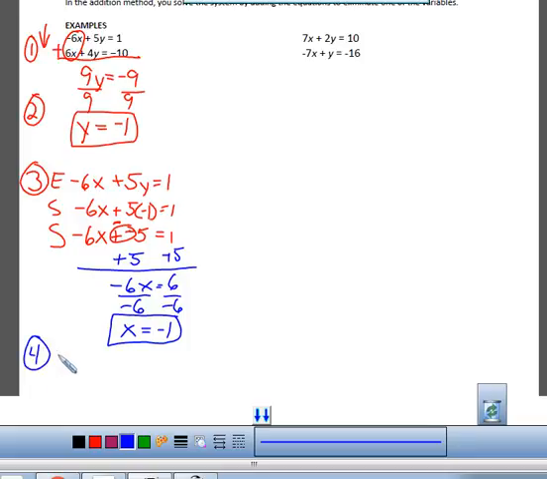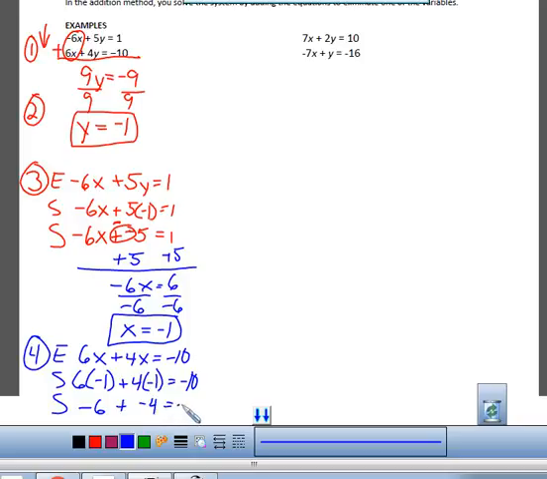Step 4, do the check. Now, we do the check with the other equation, the one we didn't use. So I didn't use 6x plus 4y equals negative 10. So I'm going to substitute negative 1 in for x and negative 1 in for y. So watch what happens. 6 times negative 1 plus 4 times negative 1 equals negative 10. So we've got negative 6 plus negative 4 equals negative 10. And that is true.